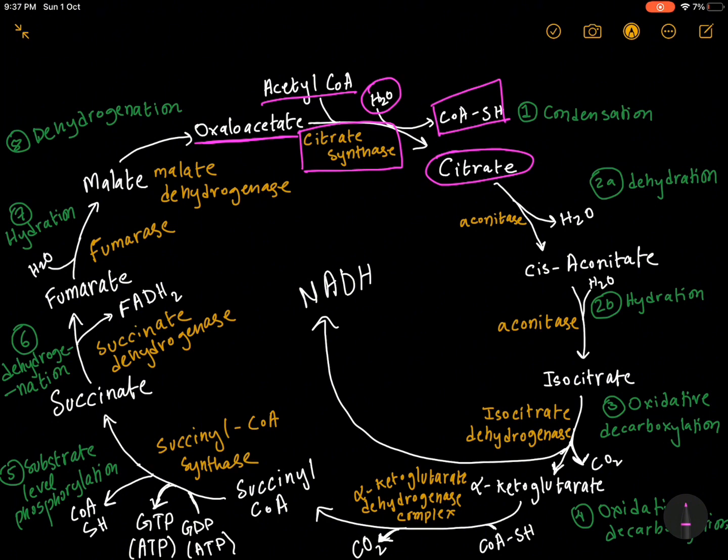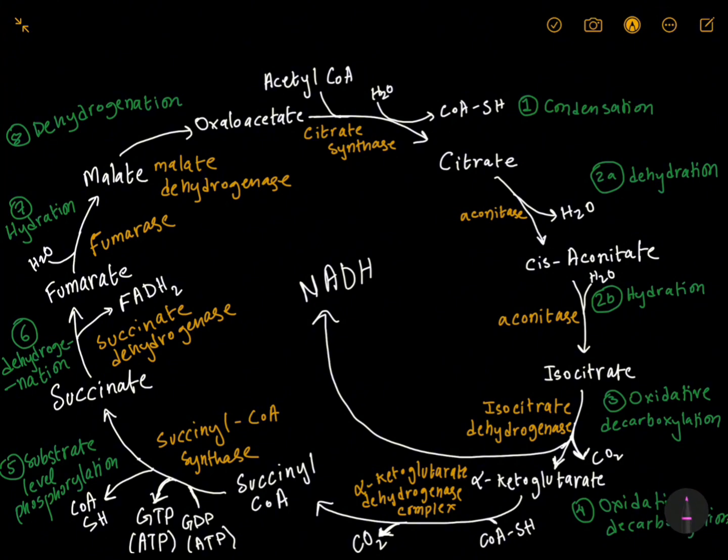Moving on to the second step, or part 1 of the second step, which is a dehydration reaction. So the citrate formed in the first step is converted to cis aconitate, which is catalyzed by the enzyme aconitase. And it is a dehydration reaction, so instead of using water as a substrate, it is actually given out as a byproduct.